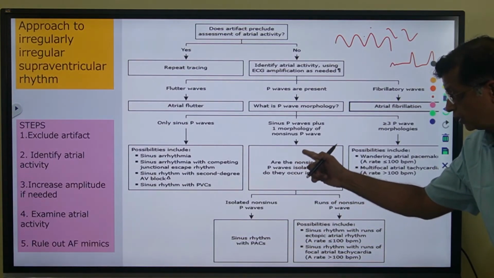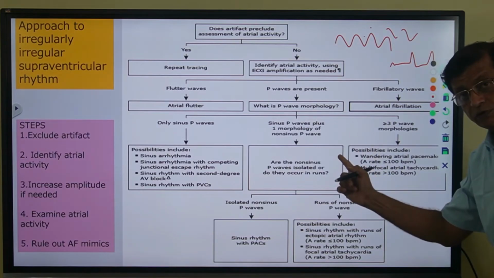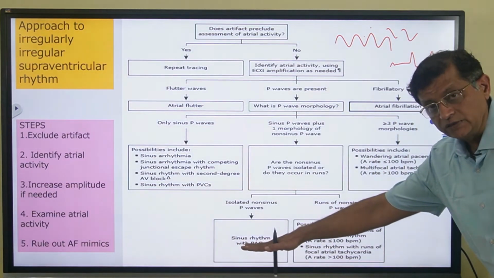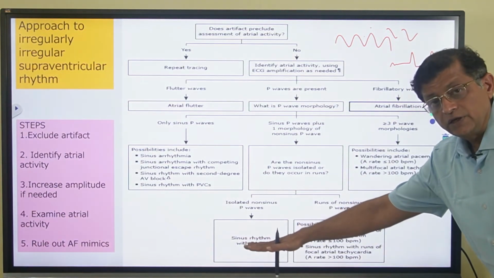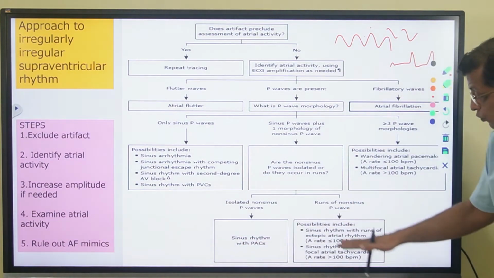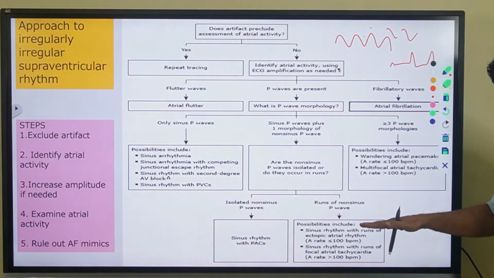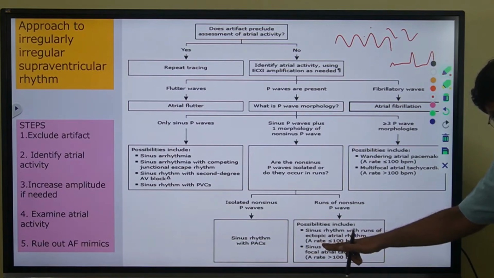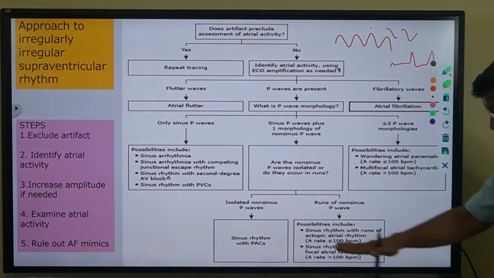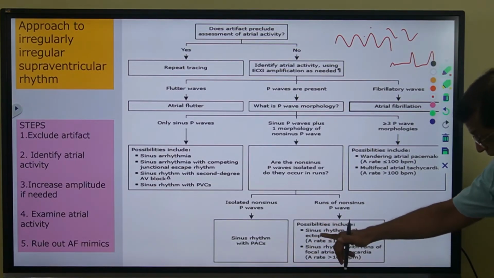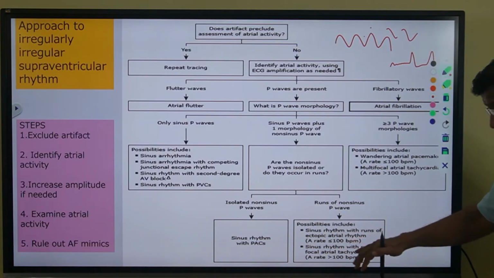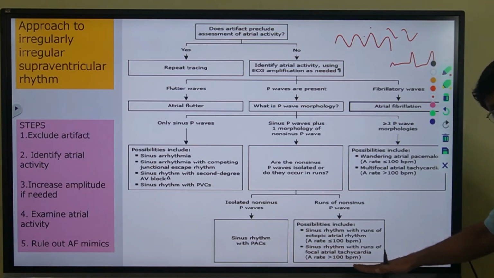You see one sinus P wave plus one extra P wave which is not sinus, but that is the only isolated P wave different from the sinus P wave. In that case, it could be atrial ectopic. If you see runs of P waves which do not look like sinus, then look at the atrial rate, and just get my point, we are not talking about the ventricular rate. If the atrial rate is less than 100, then it could be ectopic atrial rhythm. If the atrial rate is more than 100, then this could be focal atrial tachycardia.